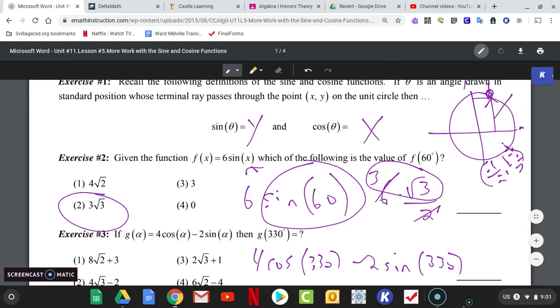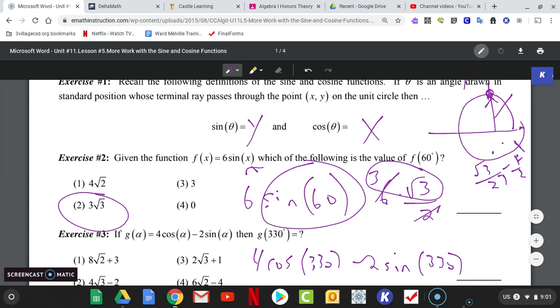I'm sorry, I screwed up. It's not that. Right there, that's positive radical 3 over 2, comma, negative 1/2.